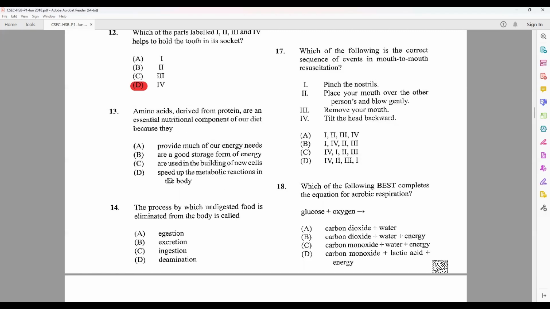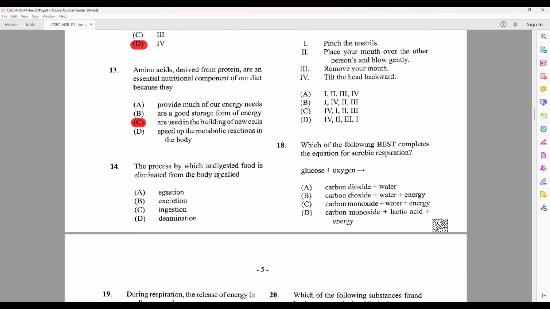Speed up the metabolic reactions in the body? No, that's catalysts. Although catalysts are proteins, this is not their essential duty. This is not the only duty that proteins have. Enzymes are proteins, but you can't say every protein is an enzyme, so C is the best answer.